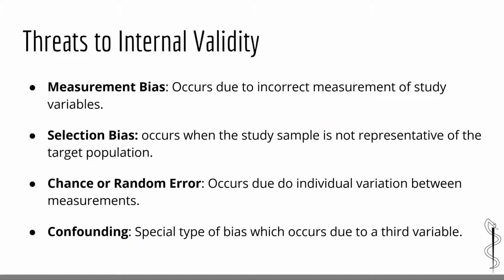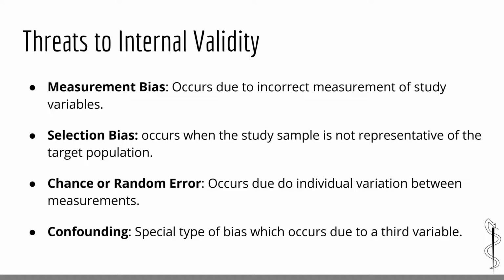Okay, so now let's talk about the threats to internal validity. Like we said before, bias and systematic error are the main factors which drive validity down. However, bias is a very broad term, and many different kinds of bias exist which affect internal validity or external validity preferentially. Therefore, it is important to recognize which type of bias does what. The biggest threat to internal validity is bias that occurs due to poor measurement techniques. This type of bias is called measurement bias. Selection bias, random error, and confounding bias are also threats to internal validity.